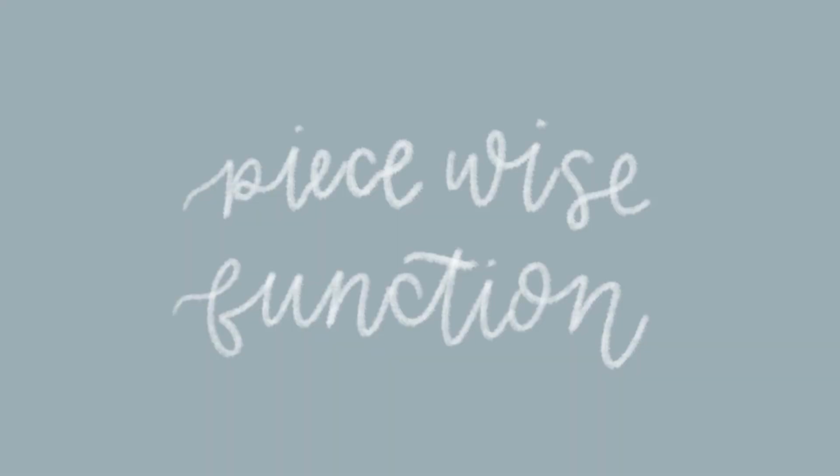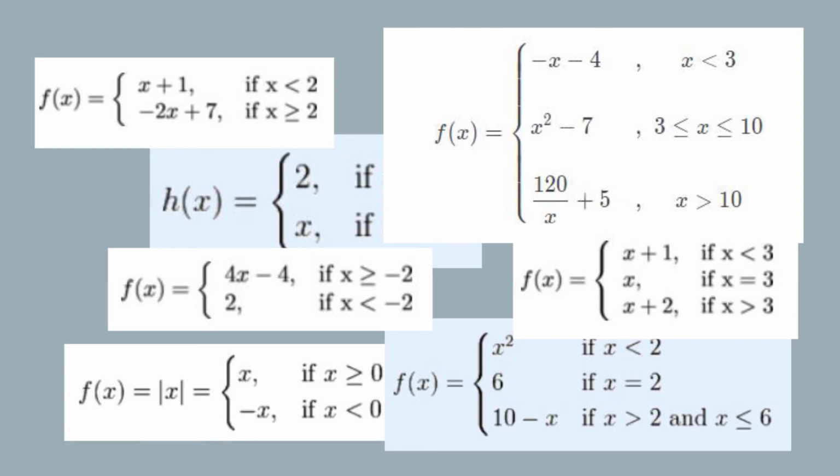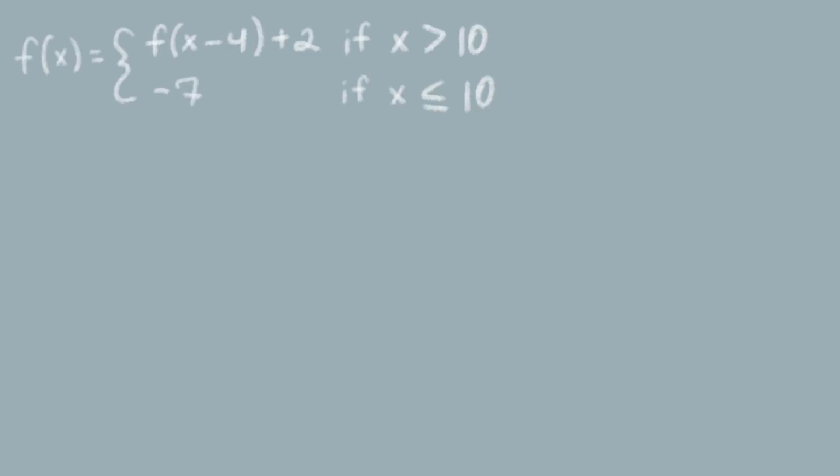Recursion is also found in math, and the easiest way to show the recursive process in action is through a piecewise function. Let's walk through an example of one of these problems. The piecewise function we'll be going through today is f of x minus 4 plus 2 if x is greater than 10 and negative 7 if x is less than or equal to 10, for f of 25.